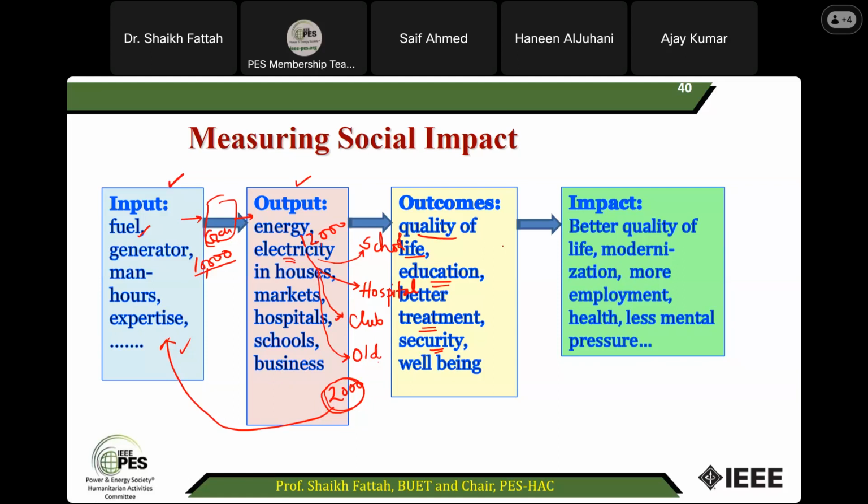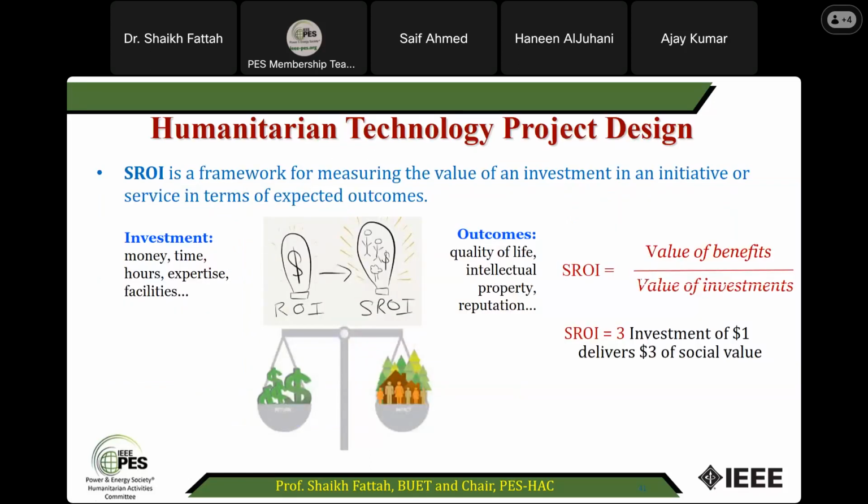So what will happen if the community has a better education? At the end of the day, eventually you can expect modernization in that community. You can expect more employment opportunities for that community. Their parents will have less mental pressure. This is the final impact on that community. If you can have this type of analysis, then people will be very happy, and your project will have much more value.